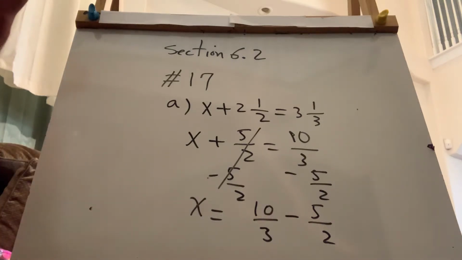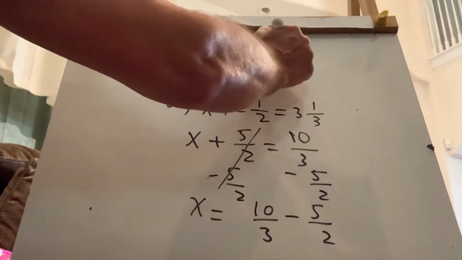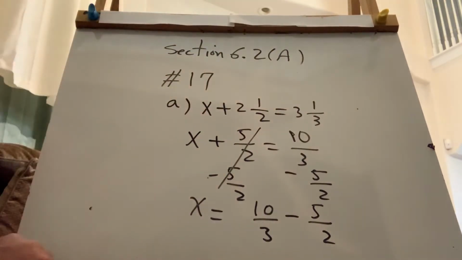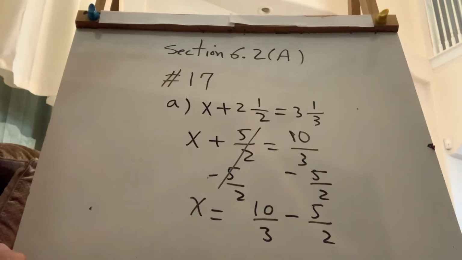Hi guys, I was just explaining this problem a minute ago and the video got cut off. So let me just quickly go over. This is from section 6.2 again, assessment A, number 17. We're asked to solve this equation, x plus 2 and 1/2 equals 3 and 1/3.